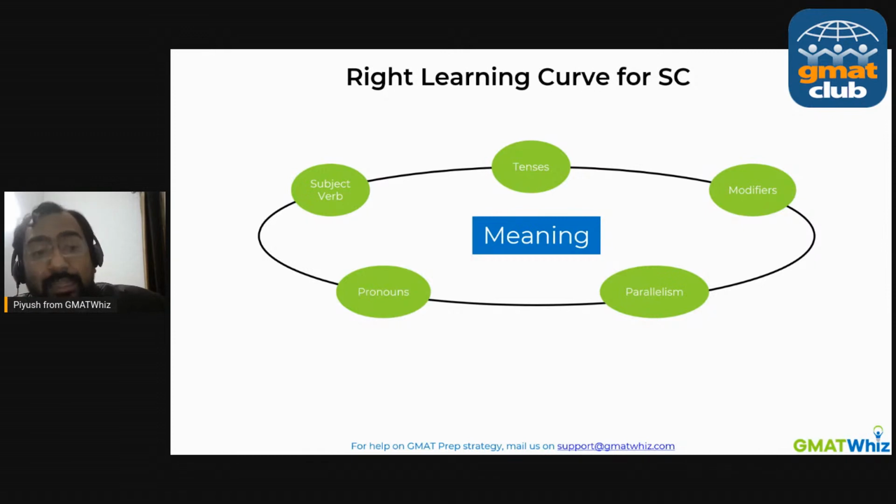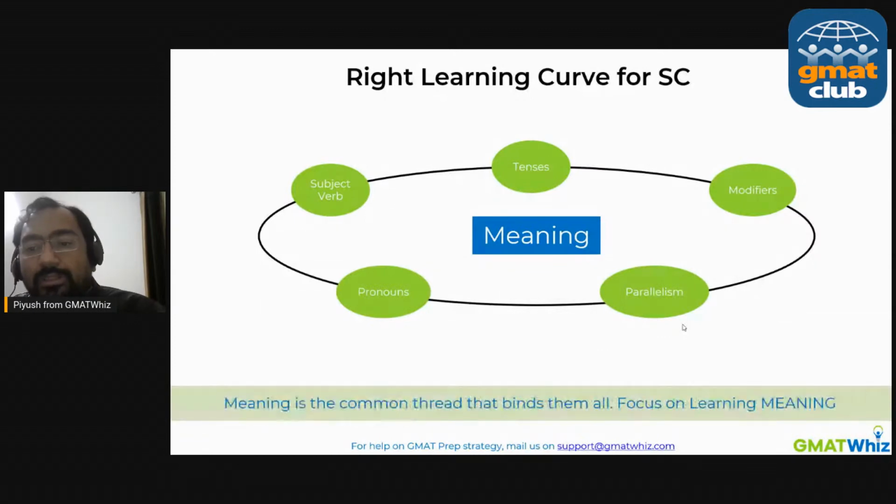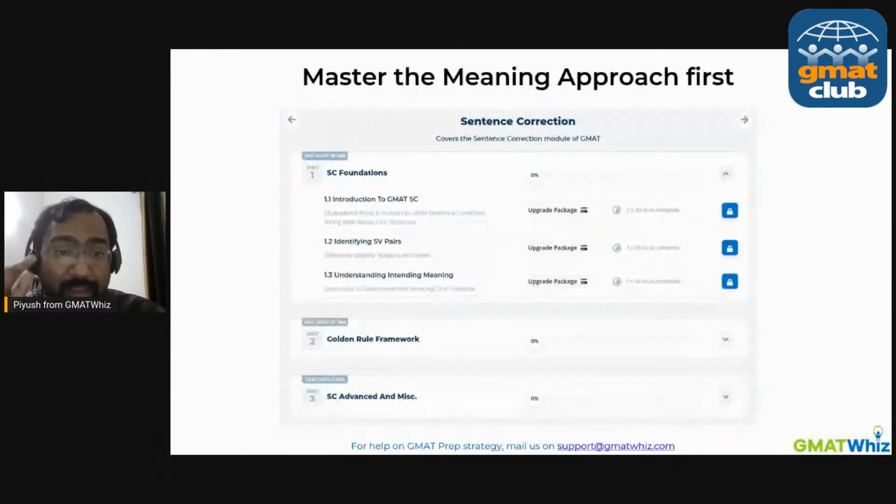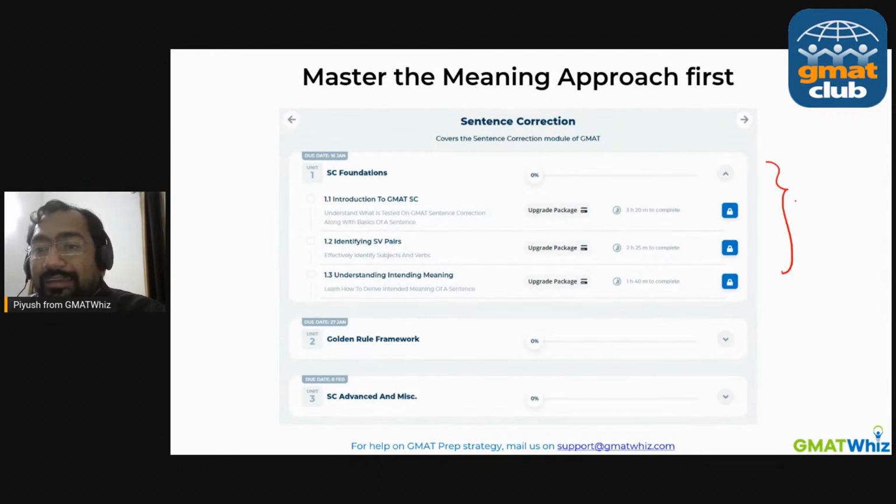That in sentence correction also, when you are learning, focus on meaning as the common thread of learning. And that is something which will help you in solving questions and getting them right. And that's why we always recommend that if you want to learn sentence correction, in our coursework also, those of you who are GMAT students, you will see about 7 to 8 hours of learning module. This unit 1 itself, SC Foundations, is entirely dedicated to this concept of understanding the intended meaning. That's where you start the thought process. Understand how to understand the intended meaning without focusing on grammar rules at all.